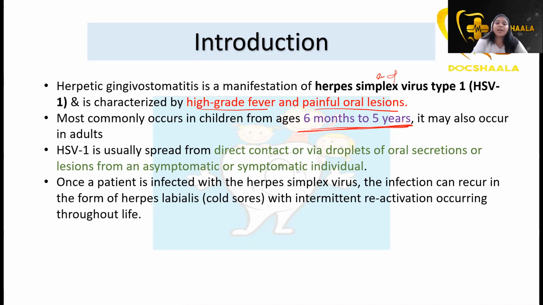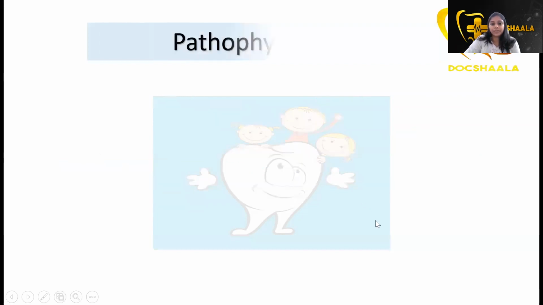It usually spreads from direct contact or via droplets of oral secretions or lesions from an asymptomatic or symptomatic individual. Once a patient is infected with this, what happens? The infection can recur in the form of herpes labialis, that is cold sores around the mouth, with intermittent reactivation which occurs throughout life. Once he's infected during childhood, it can recur and recur even in adulthood and throughout life. So let's come to the pathophysiology of the disease.